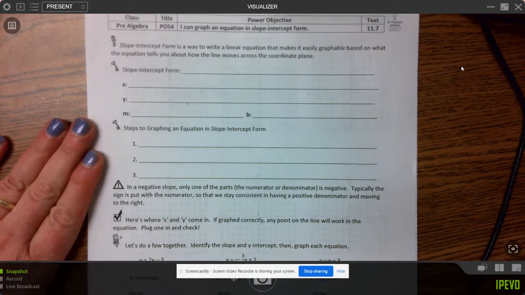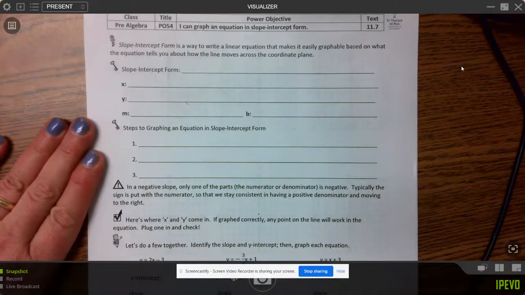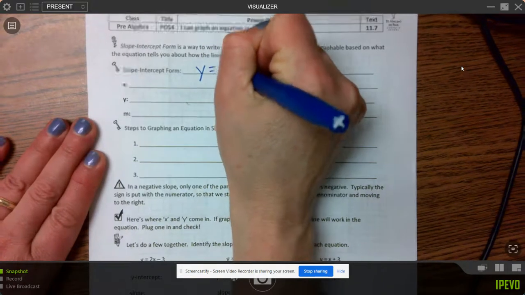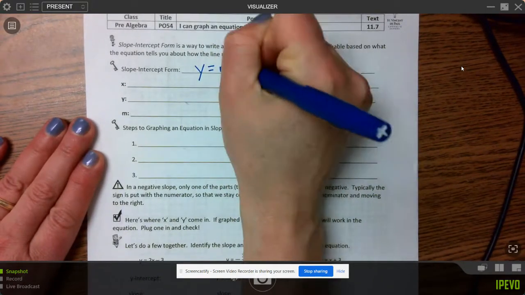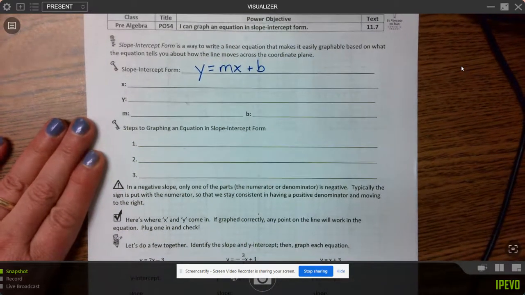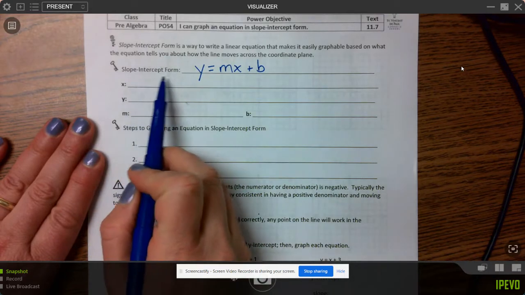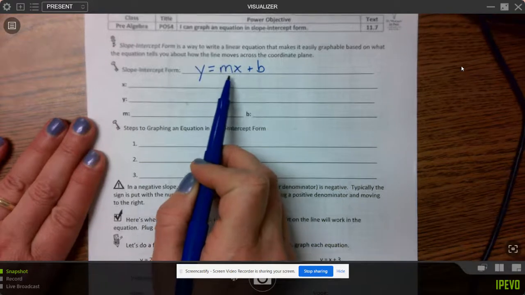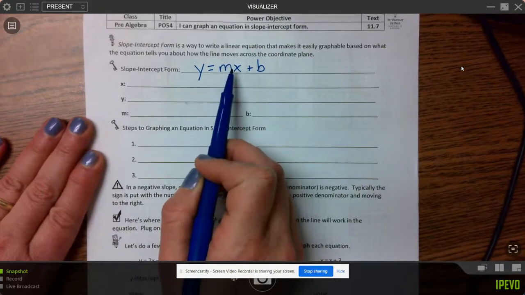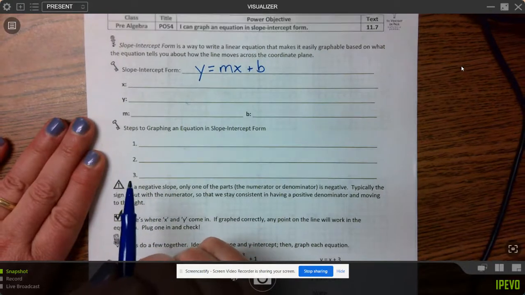So the first thing we need to know is the slope-intercept form. That is y equals mx plus b. We need that equation. That is very important to remember. You will use this equation in many years to come in math class. So you will work with this equation a lot. You need to know the slope-intercept form is y equals mx plus b. And remember, when we have two variables next to each other, it means we are multiplying them.